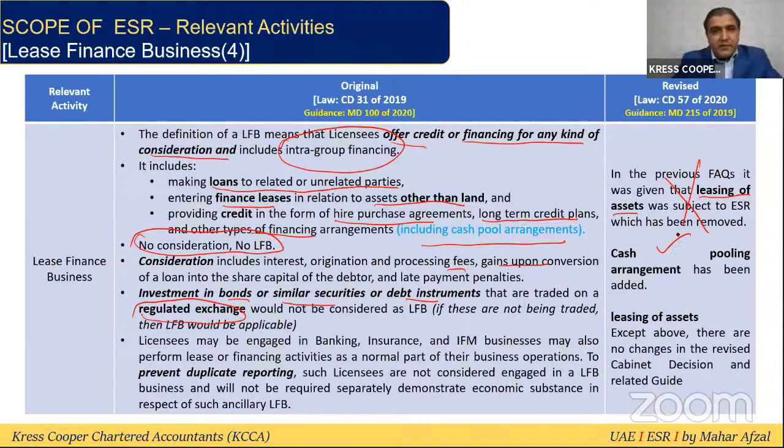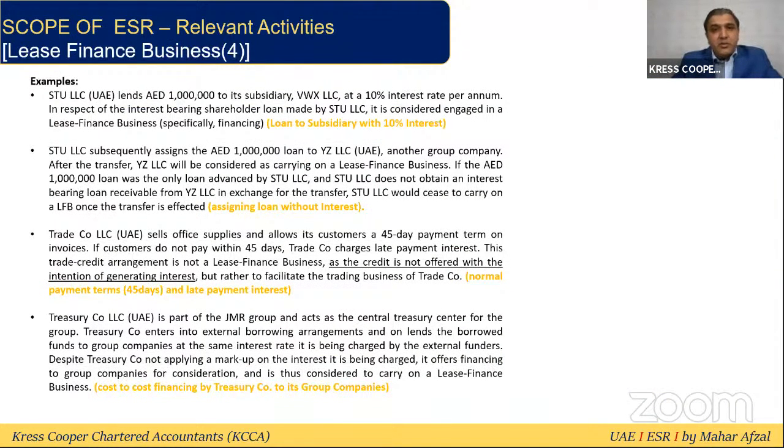Rest, everything is the same. So a loan to a subsidiary with 10% interest, yes, consideration is there. Intra-group loan, it will be subject to ESR. Giving a loan without interest, no consideration, no ESR. Normal payment terms and late payment interest: if the company is getting late payment interest, they said if the intention of the licensee is not to make money through the interest, it will not be subject to ESR.